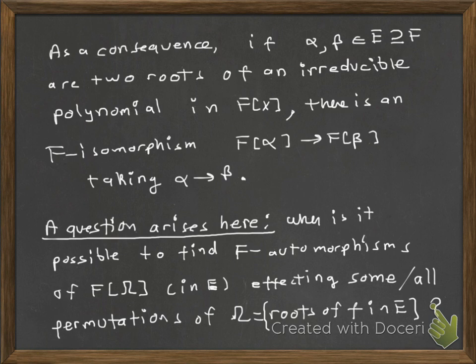Well, the question is if it is possible to find F-automorphisms of the extension of the field F by all roots in E of the polynomial f, namely the set omega, that affects any permutation we choose. That would be the best scenario. So is it possible?